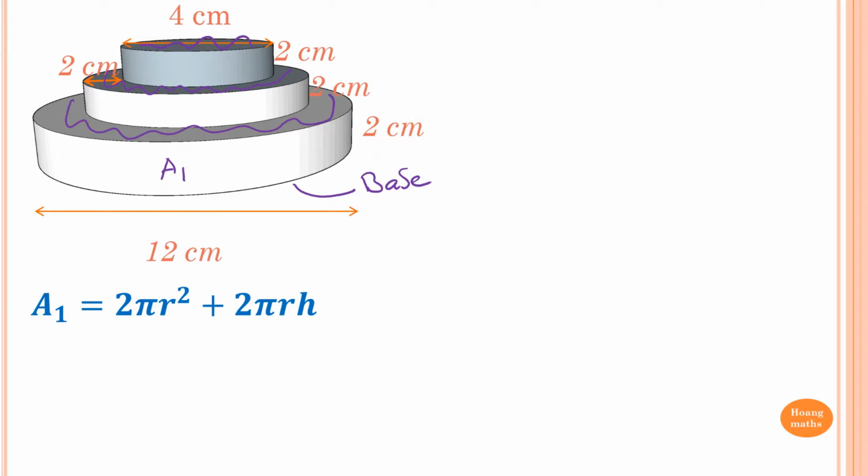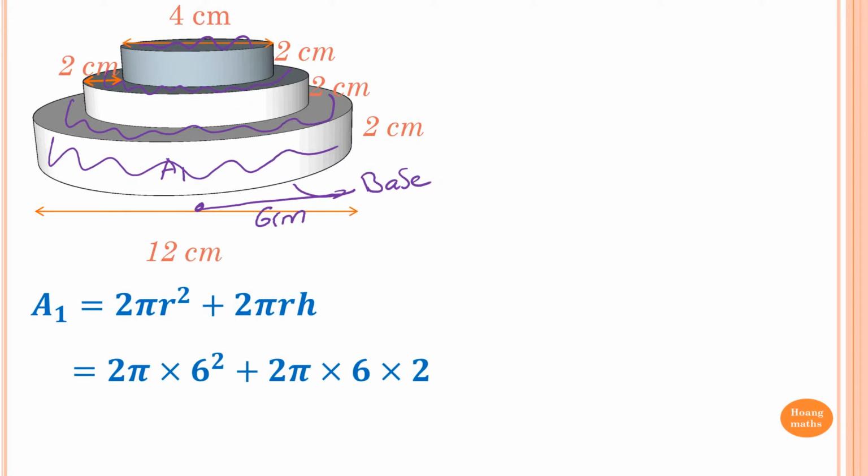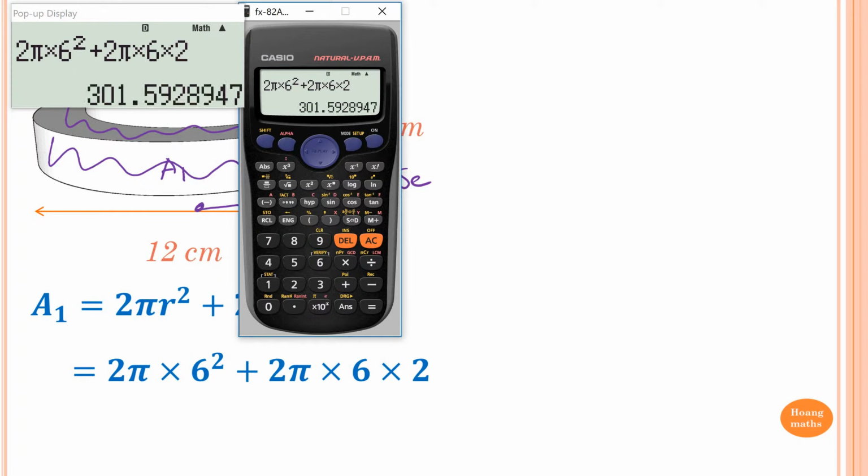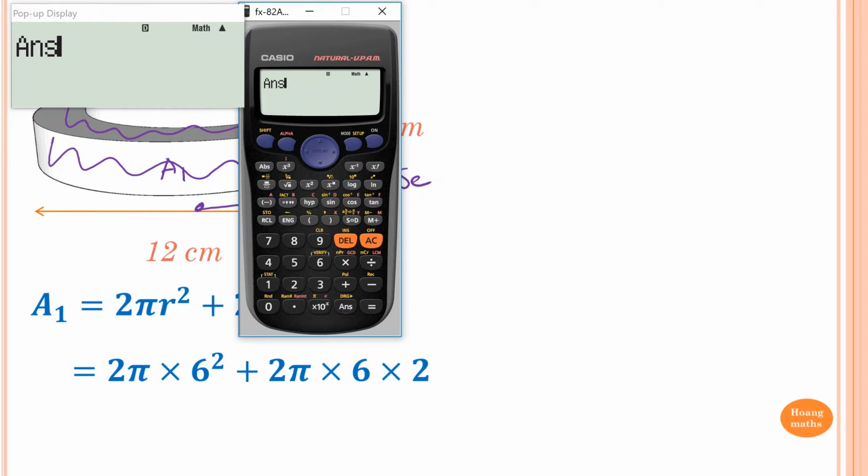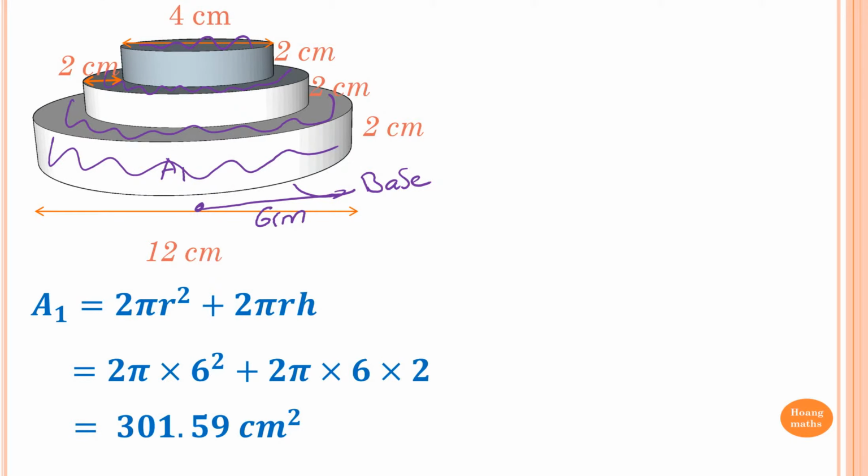The radius of this is 6 because from here to here is 6 centimeters. So all we need to do now to find the area of the larger cylinder is just put this in a calculator. Which is equal to 301.59 and so on. I just store that in memory A because I'm going to use that later. So I just go answer, shift, store A. Write it down, that gives me this.